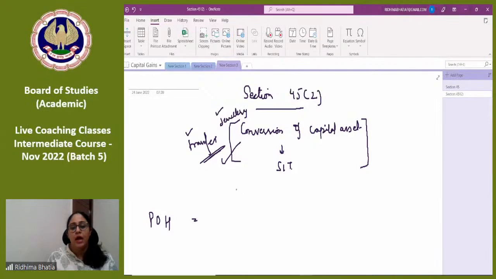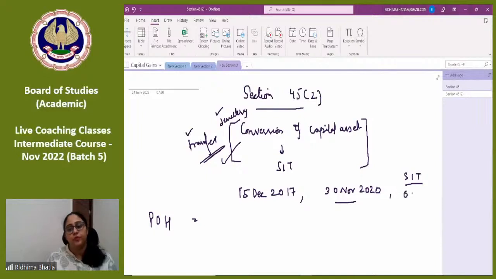Now, let me give an example. I purchased jewelry on 15th December 2017. Okay, it was converted into stock in trade on 30th of November 2020. Any doubt? And that stock in trade, the jewelry, was sold, actual business selling, on 5th of May 2021. Now, what all financial years are getting impacted here?